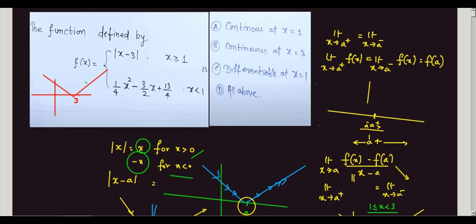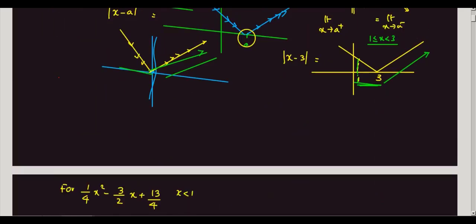Either function, so x equal to 3. The function is the mod of x minus 3. So mod of x minus 3 is defined on x greater than or equal to 1. So for 1 less than or equal to x less than 3, you get minus of (x minus 3). For x greater than or equal to 3, you get plus of (x minus 3).